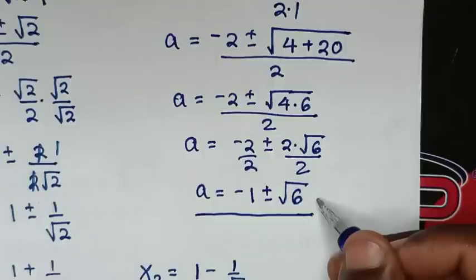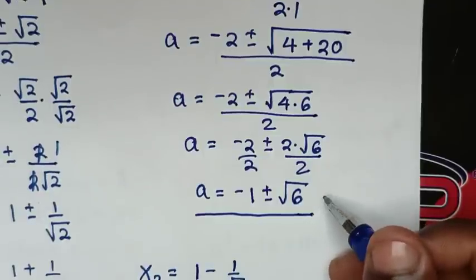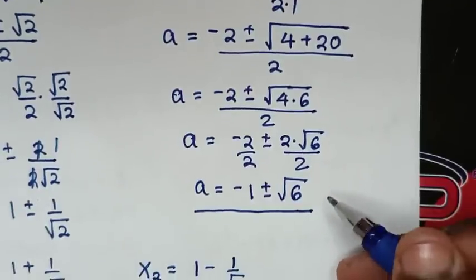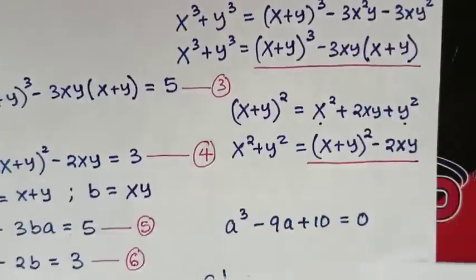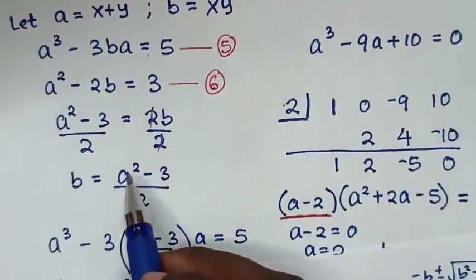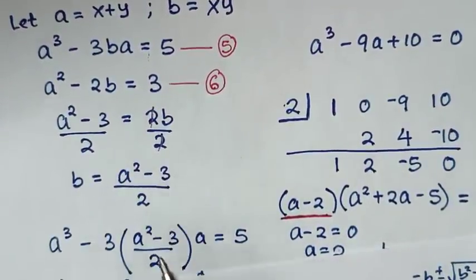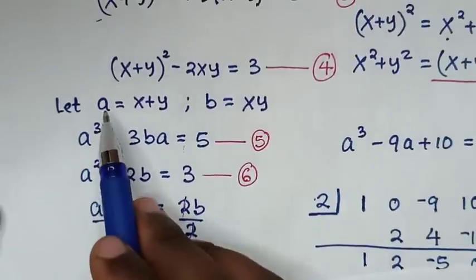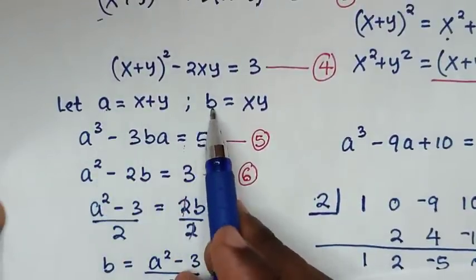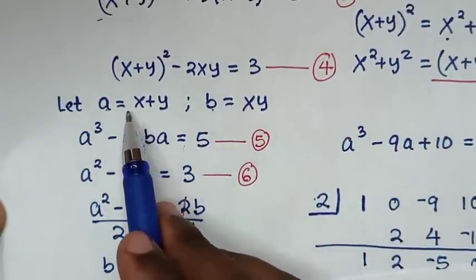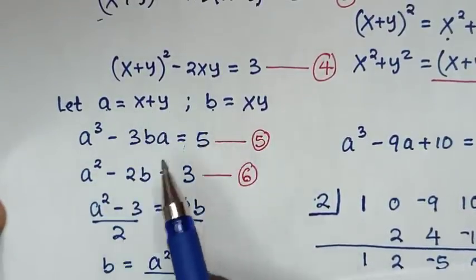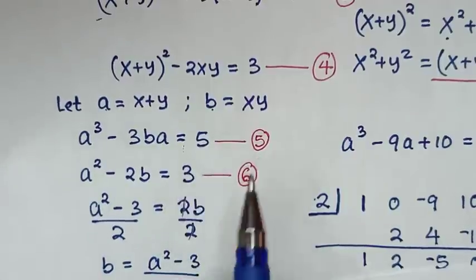Then we will find the value of b from here. After we get the value of b from here, we are going to substitute the value of a in here and the value of b in here. Then we find the value of x and y. So this is how we do it.